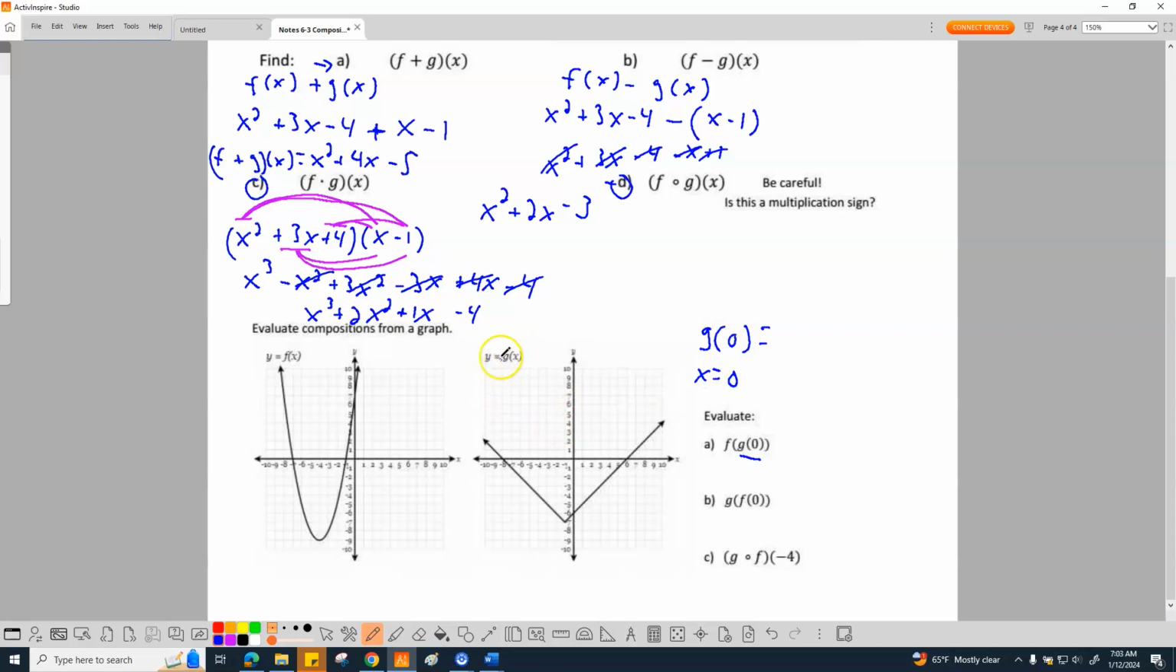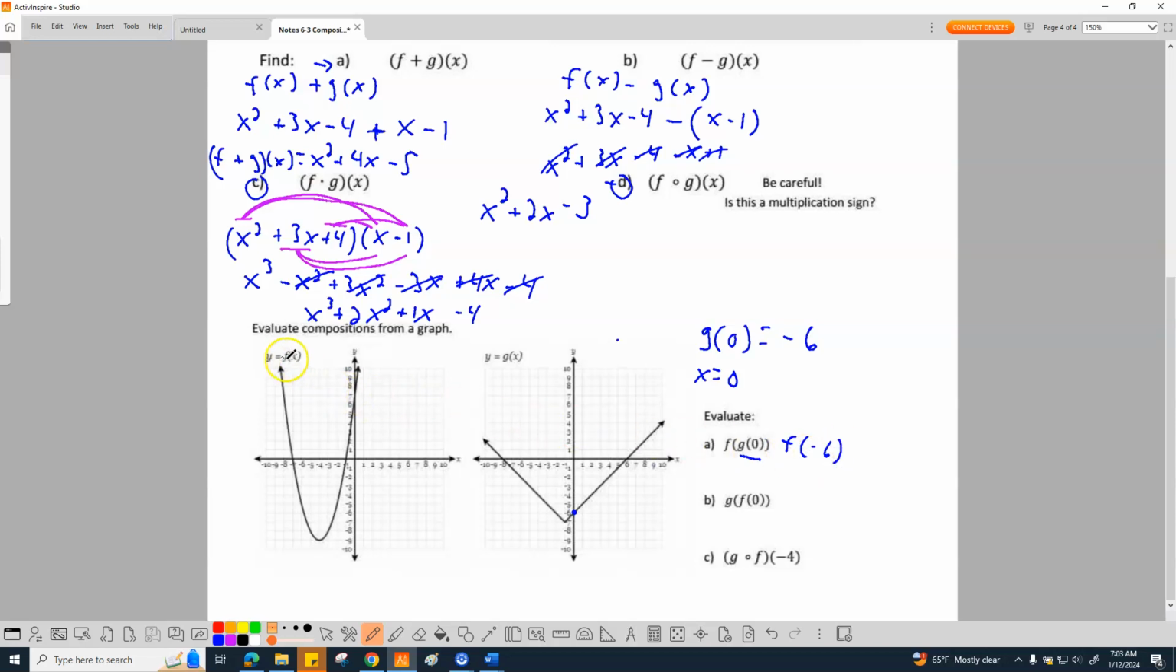So here's my g of x right here. And I'm going to go find where x is equal to 0. So x is equal to 0 right here. And then that means that point right there. Whoops. That point right there. Can you see it? 0, negative 6. So we end up with negative 6 right there. So then I have to plug in f of negative 6 into that.